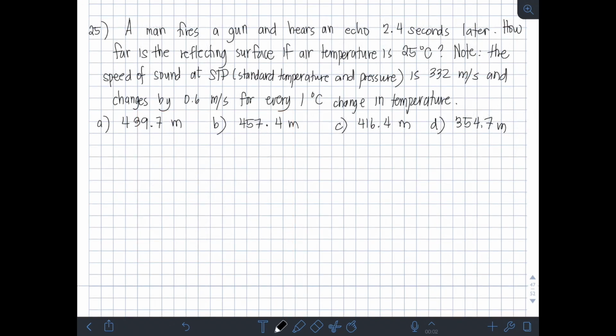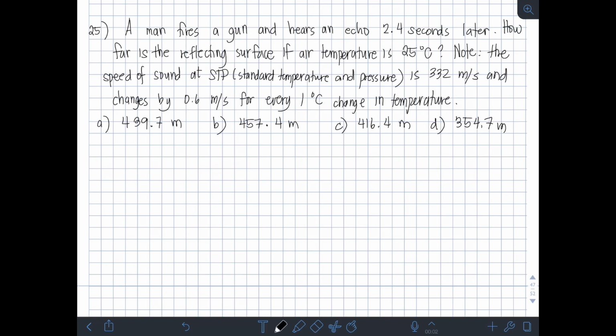Okay? Next, we have a man fires a gun and hears an echo 2.4 seconds later. How far is the reflecting surface if air temperature is 25 degrees Celsius? Note the speed of sound at STP, standard temperature and pressure, is 332 meter per second and changes by 0.6 meter per second for every 1 degree Celsius change in temperature.